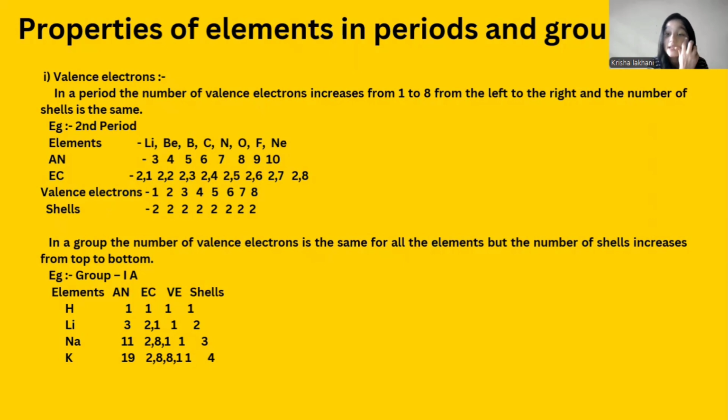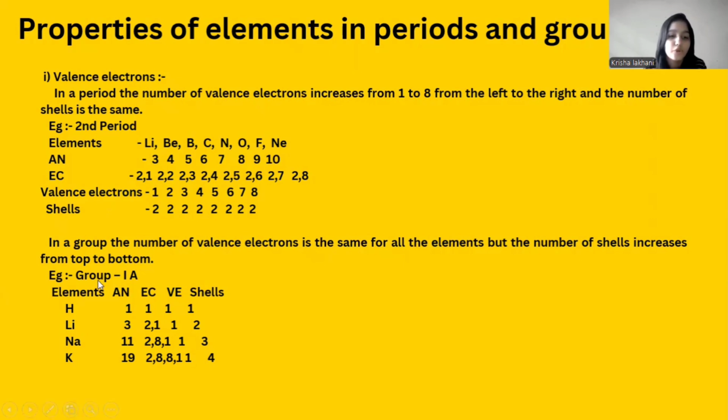Valency means the amount of electrons required to be lost or to be gained to form an octet or doublet is called valency. What do you mean by valence electron? Valence electron means the number of electrons in the outermost shell. The number of electrons present in the outermost shell. Okay.